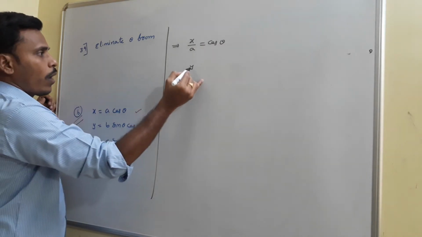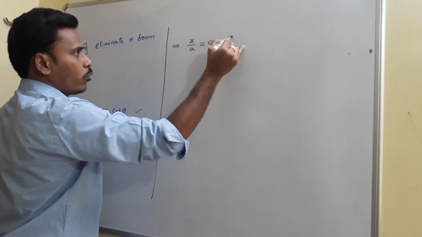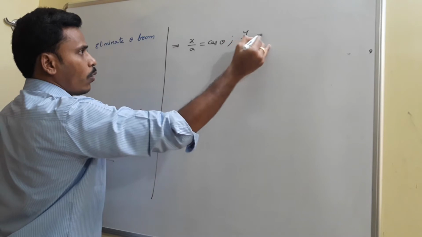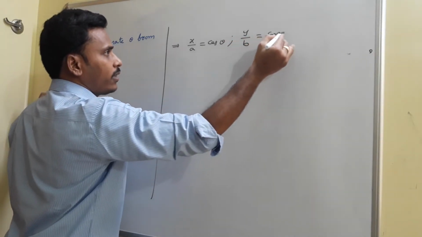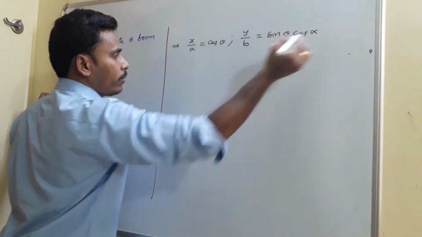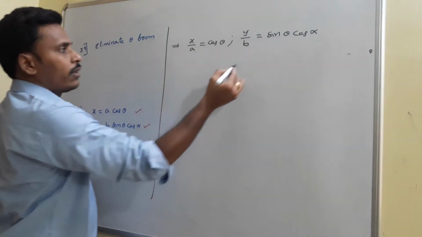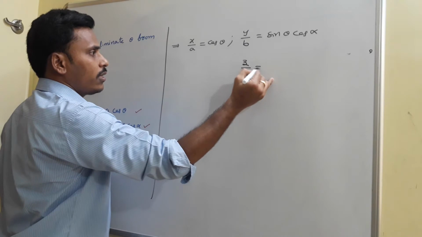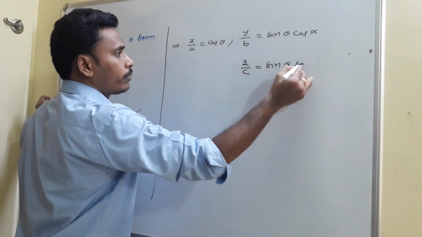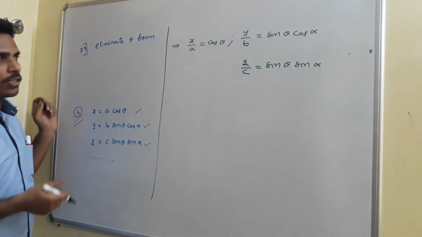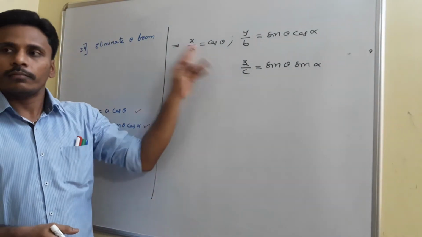And x by a is equal to cos theta, and then y by b is equal to sin theta cos alpha. And then z by c is equal to sin theta sin alpha. Right. Now look, first this is cos theta.